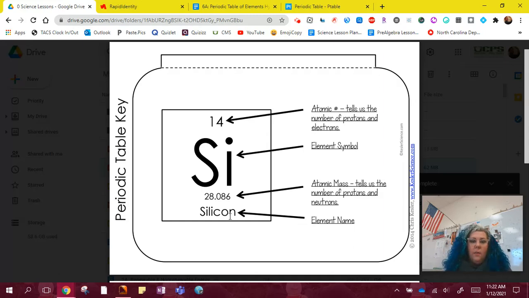So all of the periodic tables have some form of this information. It might be mixed around a little bit, but you can usually tell the atomic mass is the one that has the decimal, and the atomic number is the one that's above towards the top. So again, as long as you understand atomic number tells us protons and electrons, and the atomic mass is basically your nucleus, then that's half the battle.